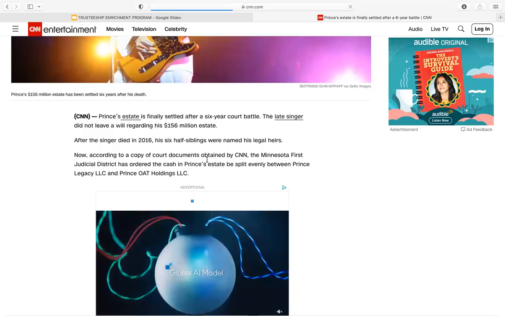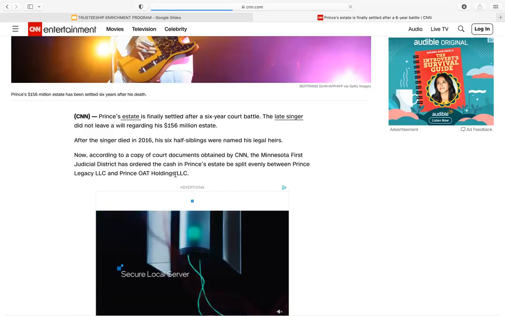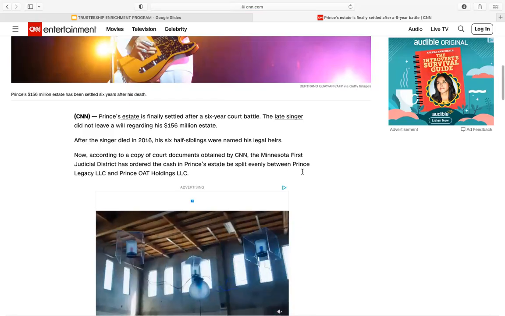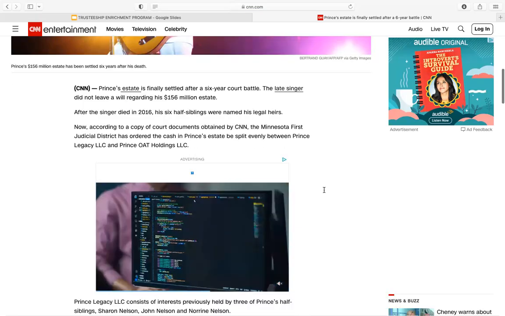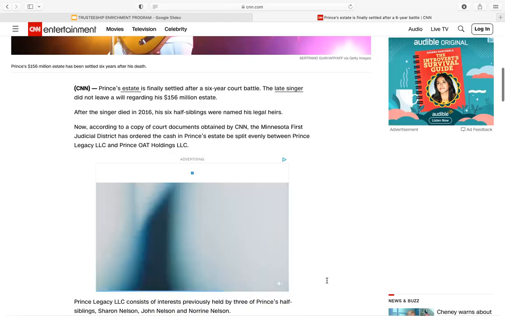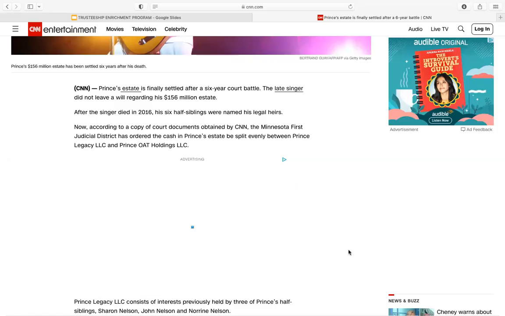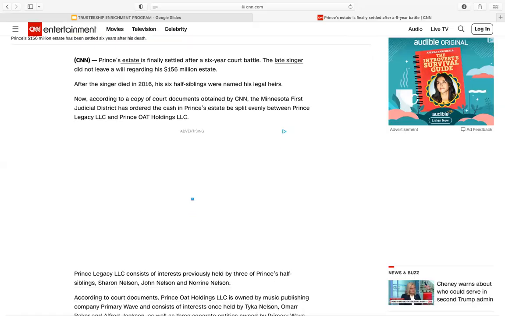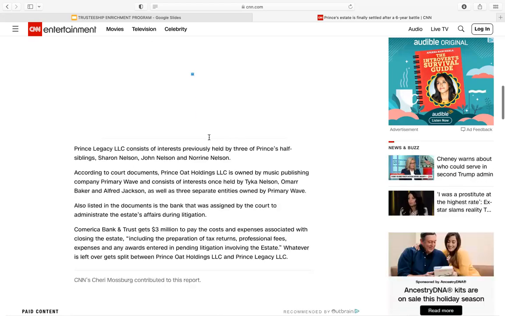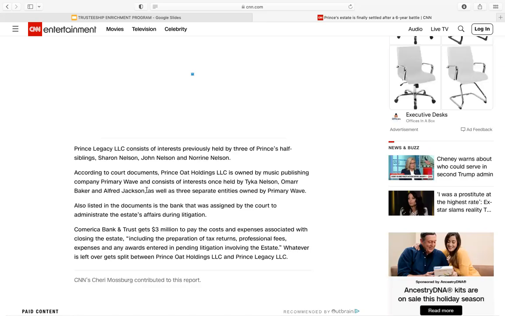Now, according to the copy of the courts, it says here the judge has ordered Prince's estate split by the two entities, right? So it doesn't necessarily have to go to people. I get that a lot. You don't need to put people as beneficiaries or people as executors or controllers. You can protect the people that will receive the wealth. So the estate was split evenly through those two companies, and then here, his half siblings receive the wealth. So this is a good way where they're not getting taxes hit directly to them.